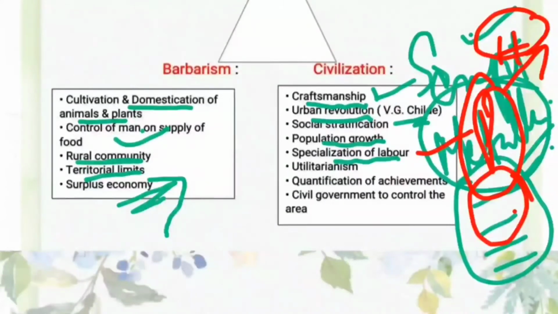That means the technology and the materialistic achievement a particular civilization or a society has, that is also a characteristic of civilization. There's a civil government to control the area, so that means the government system is also included in this. And then the important thing is utilitarianism. This is simply accumulation of various utilities so as to make your life more comfortable. That is known as utilitarianism.